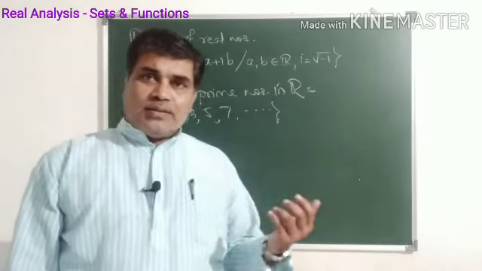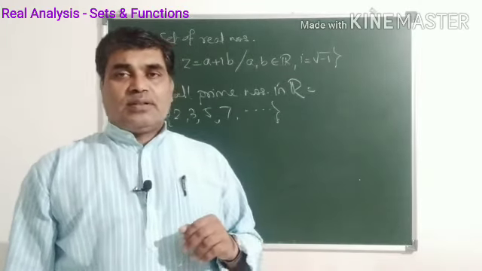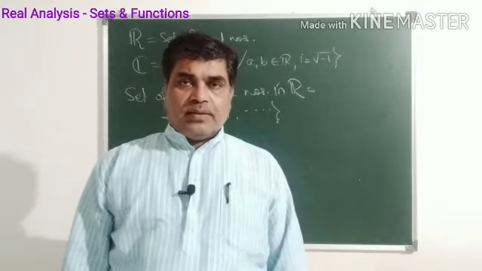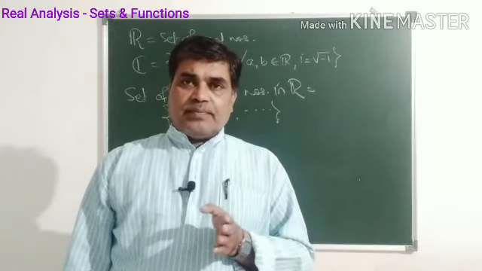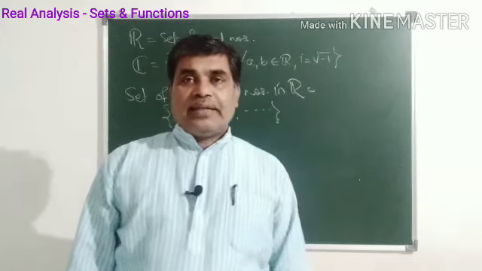While for the set of integers, we are not studying field axioms. The set of integers is not a field, while the set of real numbers is a field. So in the field axioms, there are totally 10 axioms.